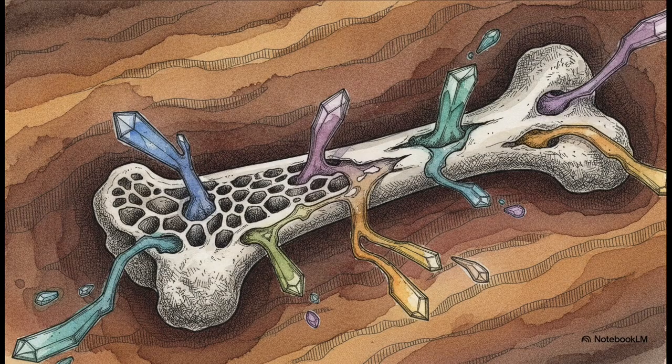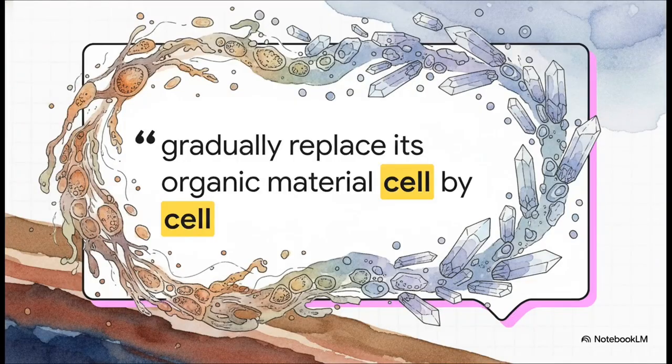Now, what is absolutely mind-blowing about this concept is the sheer microscopic precision of it all. Our source describes these minerals gradually replacing the organic material, but the absolutely essential phrase you need to remember here is cell by cell. I really want you to think about the magnitude of that. The Earth isn't just crushing the material together. It's meticulously swapping it out. The minerals take the exact place of the organic matter, one single microscopic cell at a time, way down in the deep dark.